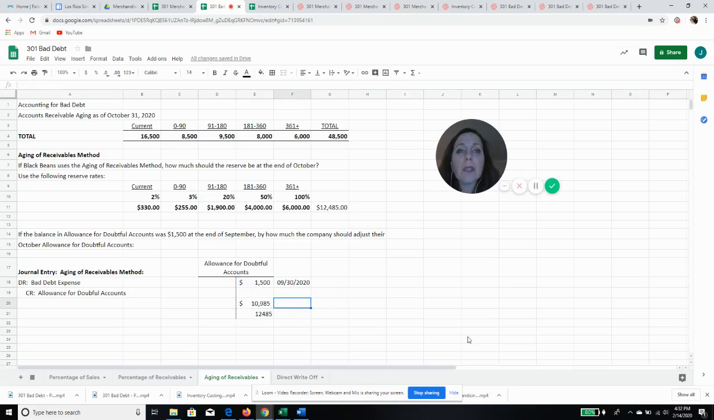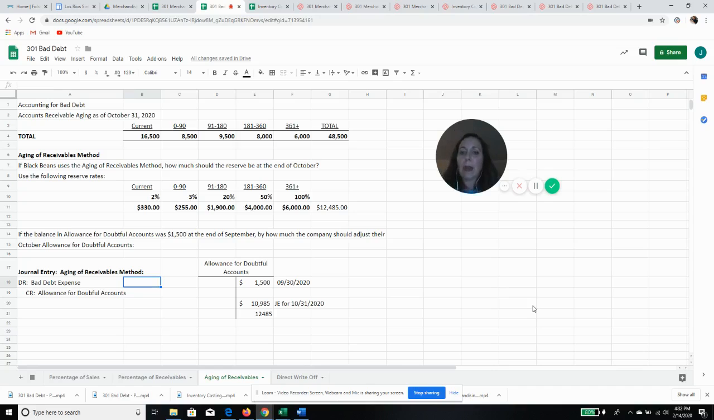So the amount that we are going to charge off to bad debt this month is $10,985. That's going to be our JE for 10/31/2020. And when we credit that same amount to allowance for doubtful accounts, then our ending balance at the end of October will be $12,485, which is the amount we calculated it needed to be.